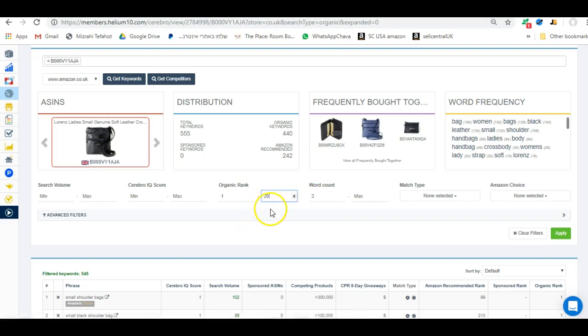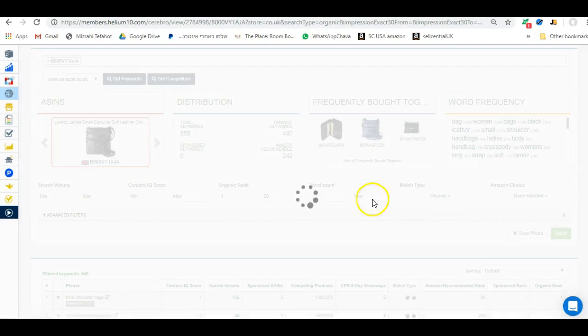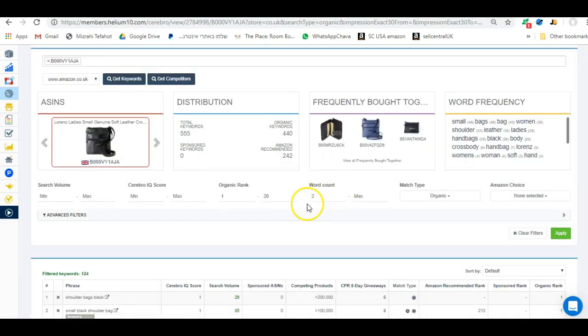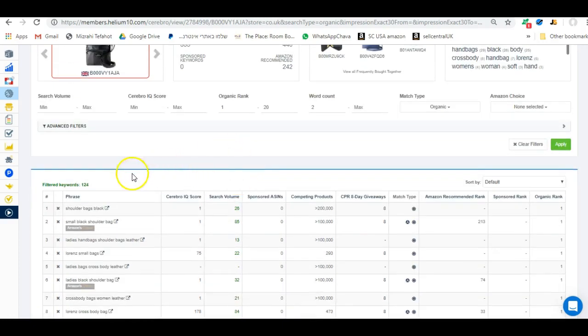And that will be a good indicator of which keywords I want to target, because I'd like to rank there also, right? To get the majority of the share of the market. And then I'm going to put organic, right? I want to find the organic. So I'll hit apply and see. The word count default is 2, because usually one word keywords are not specific enough to target. So now we've still got 124 keywords, which is quite a lot.